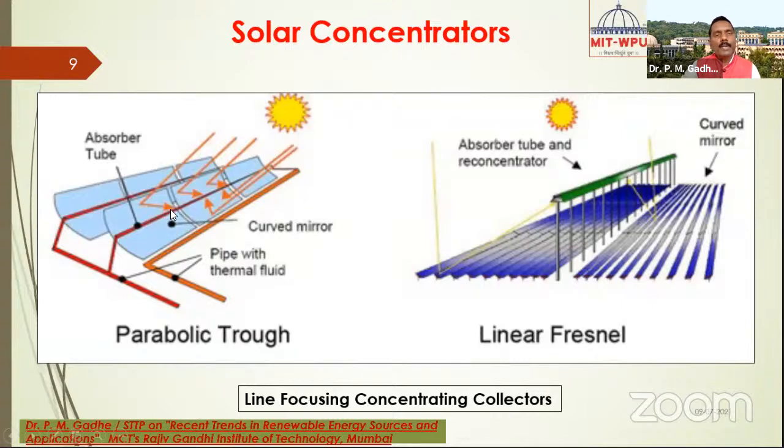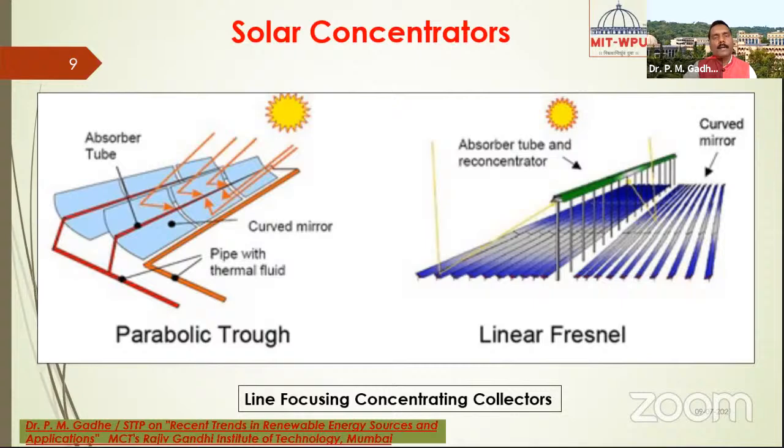And through this receiver, we can circulate water or thermic oil. When the thermic oil passes through it, because of the solar radiation that is falling on the mirror, as per the parabolic principle, it gets reflected onto the receiver. And this will heat the thermic oil that is flowing through the tube. And this thermic oil, after getting heated to a certain high temperature, we can send it to the heat exchanger.